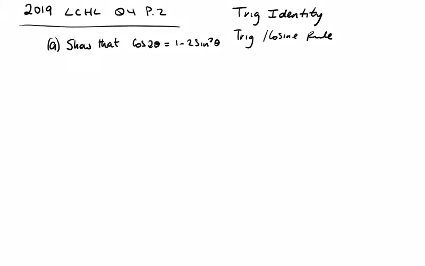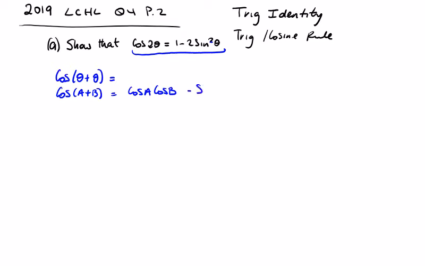So 2019 Leaving Cert Higher Level Paper 2 Question 4 is a trig identity. You're asked to show that cos 2 theta is equal to 1 minus 2 sine squared theta. So cos 2 theta is cos of theta plus theta, and cos (A plus B) is equal to cos A cos B minus sine A sine B.